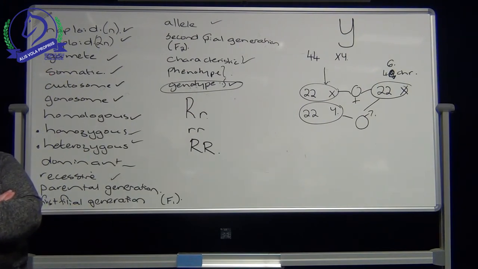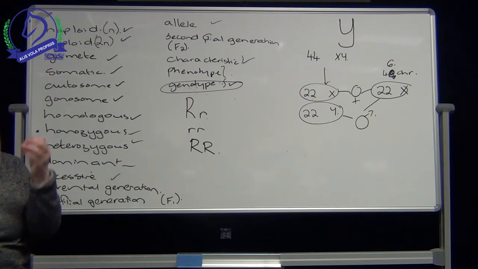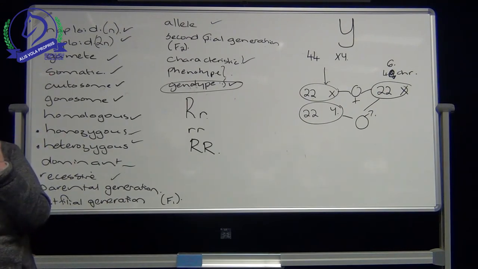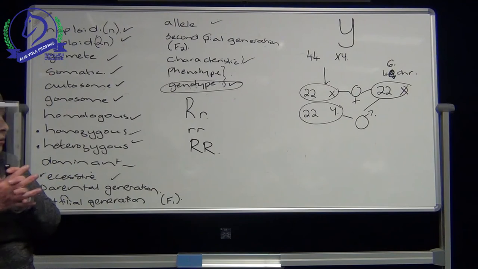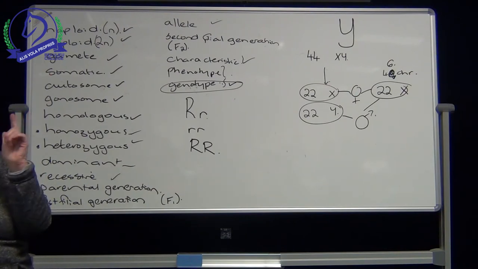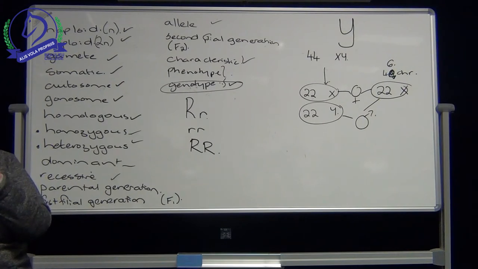Something like tasting Brussels sprouts, which you can't see, is still a physical outcome. Because there will be an enzyme being made that enables you to taste that bitter taste in Brussels sprouts. I think the taster is dominant. How many of you don't like Brussels sprouts? Little kebabs.